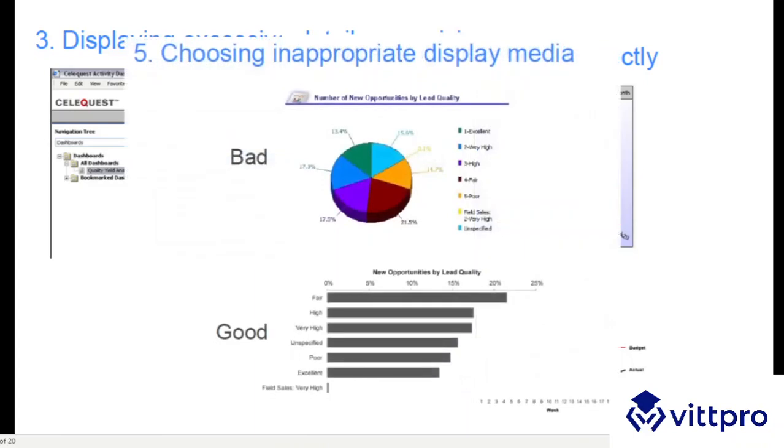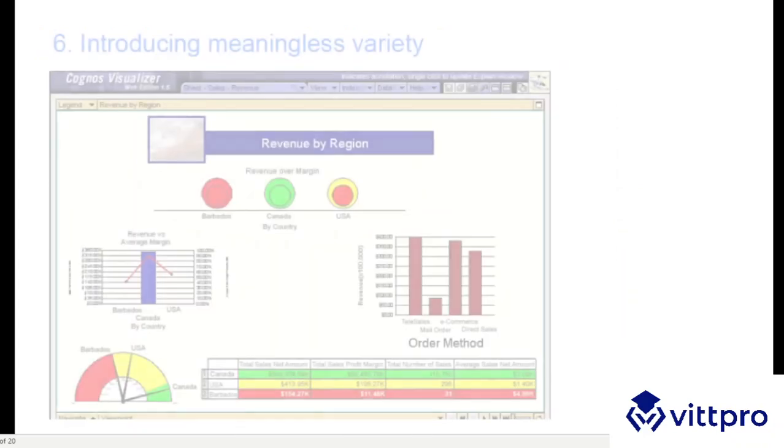Then using inappropriate display media. For example, here, a bad example is the number of new opportunities. It is showing the percentages, but because they are almost equal, you cannot gauge easily which one is the highest, right? But if you put it on a bar chart with the percentage, and sort it from highest to lowest, then it's easy to see what is the highest ranking. So that's another example of not using the right tool for displaying in the dashboard, using the wrong method.